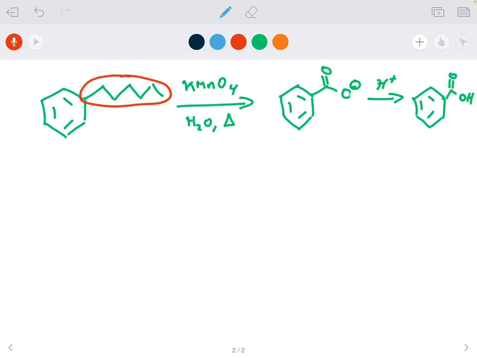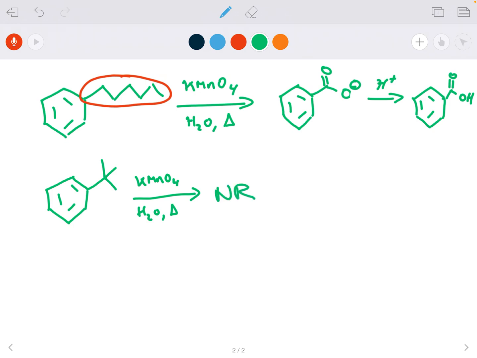However, for this to happen, there needs to be a proton at the benzylic position. So if I were to try to do the same reaction with that as my reactant instead, I would get no reaction. Right? There's no proton at the benzylic position right there for me to be able to oxidize that position.